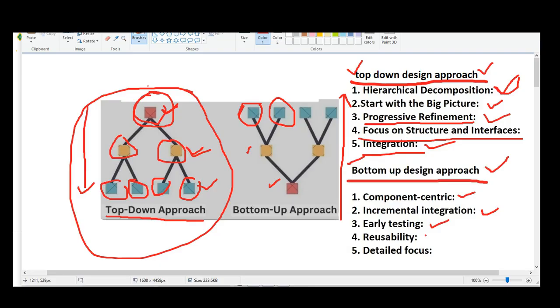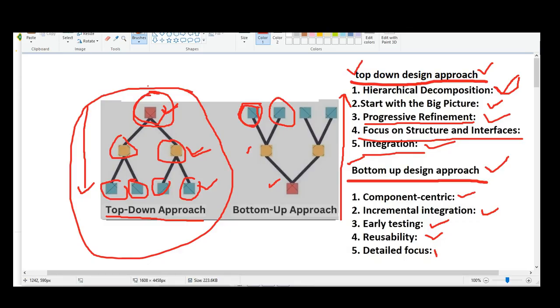Next one, reusability. Reusability means we can easily reuse the existing program. Once these modules are developed or designed, then by using these modules we can easily write the program, so we need not write these extra instructions within our program.